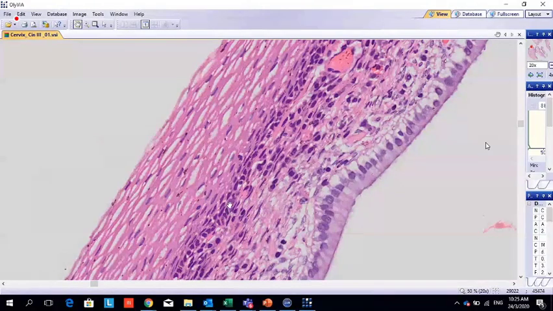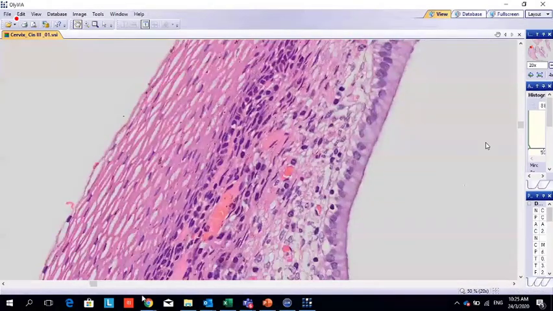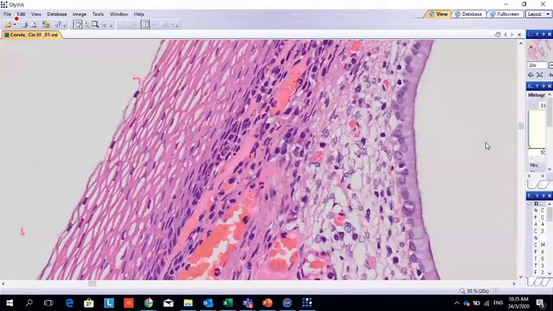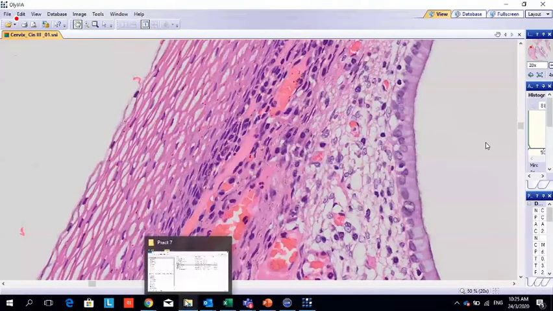Because mitosis and division are more in the basal layer. Okay? Understood? Yes. So we can go to the second case, the third case.